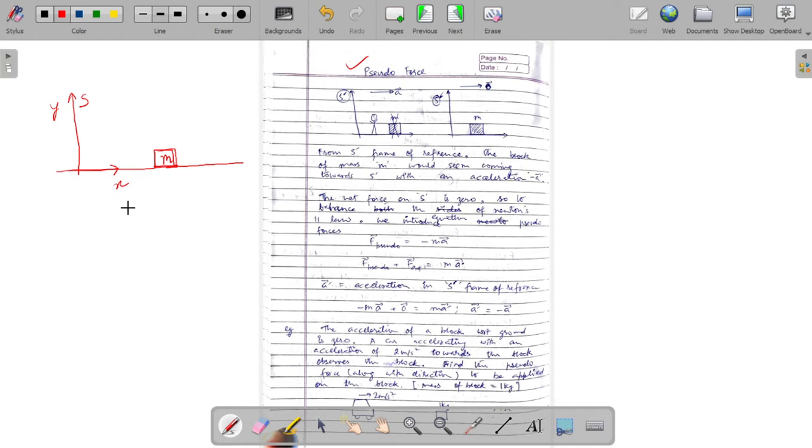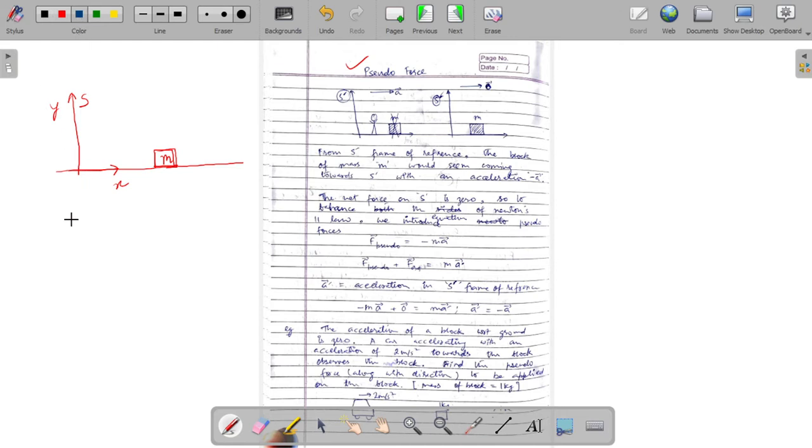So this should follow from Newton's first law, right? From Newton's first law we can say that as no external force is acting on the mass m, its state of motion must not change. So its state of motion is not changing with respect to this frame of reference S. So such frames of reference, in which Newton's first law is followed, are called inertial frames of reference.